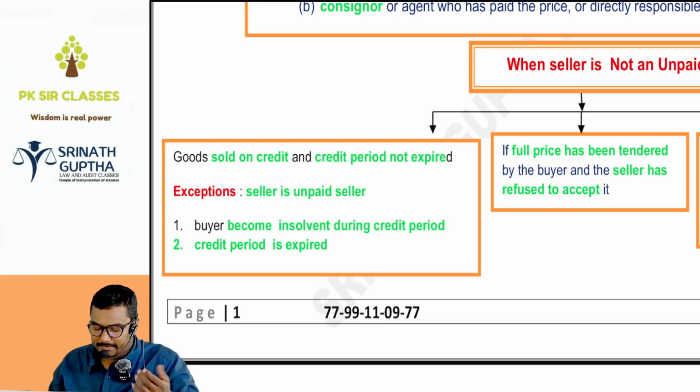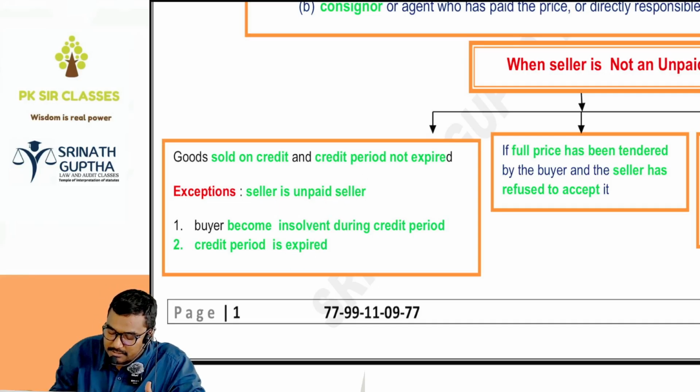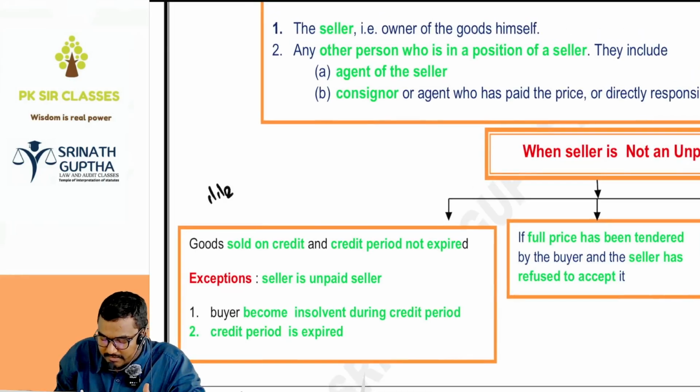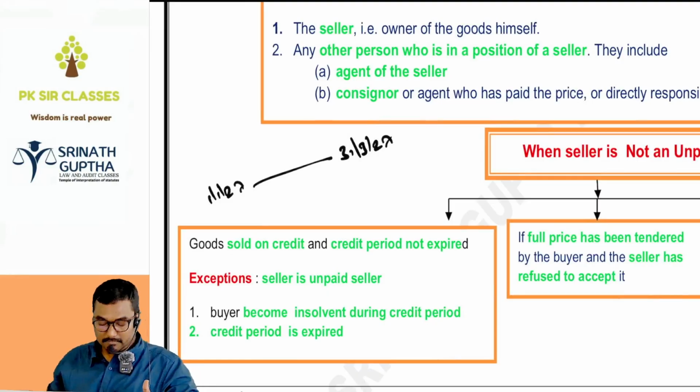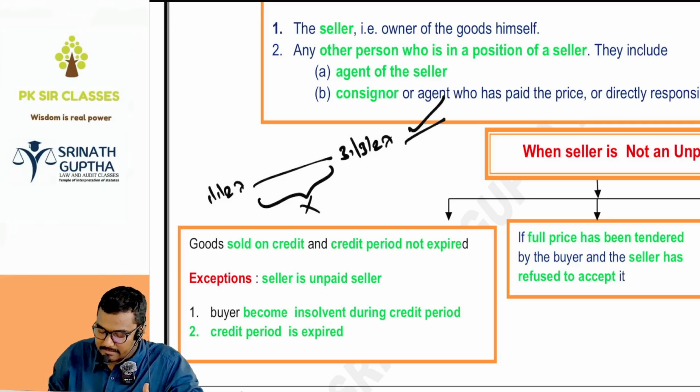The seller will become an unpaid seller if the buyer becomes insolvent during the credit period, or the credit period expires. See, actually I sold the goods on 1/1/27. The credit period is 3 months, until 31st March 27. During this period, I am not an unpaid seller. If money is not paid after the credit period expires, I am said to be an unpaid seller from 1st April.